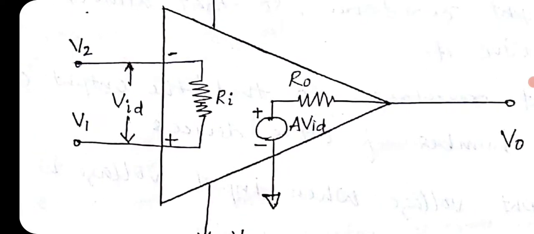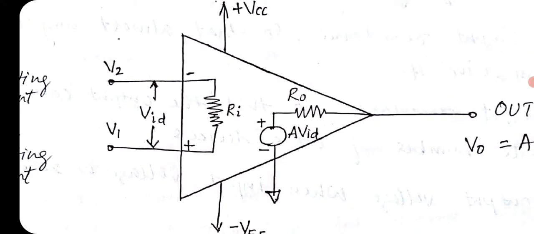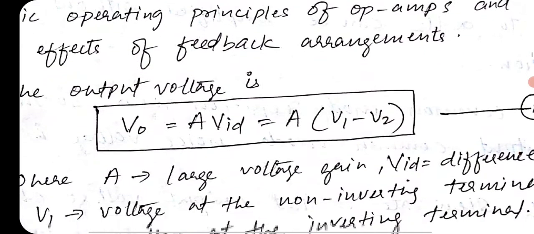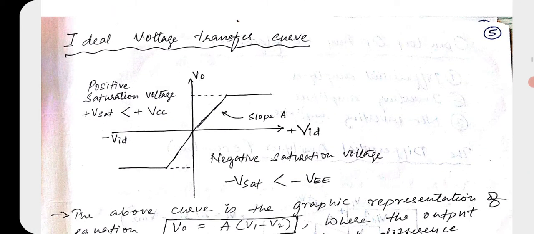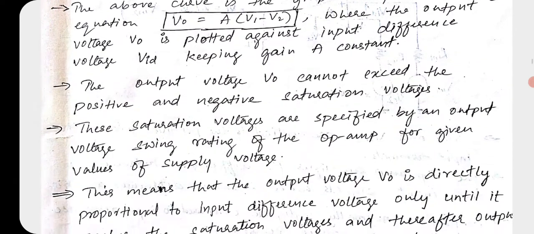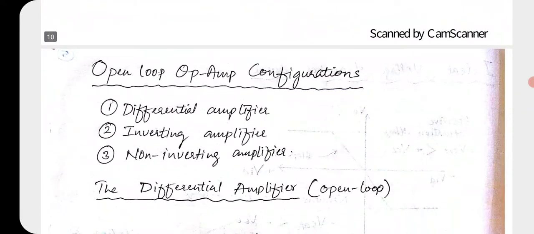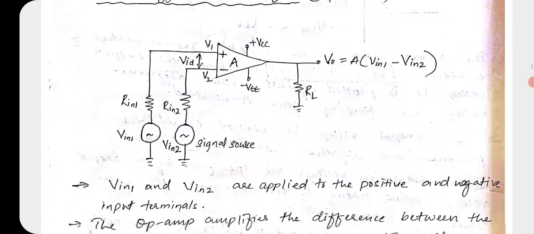Here, RI is representing the internal resistance of the op amp, the input resistance on the input side, whereas R0 is representing the output resistance. This topic was done in video class, very important topic. Open loop op amp configurations, all three were done in video class. Again, once again, important topic.